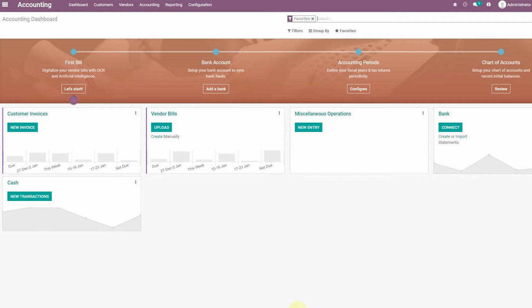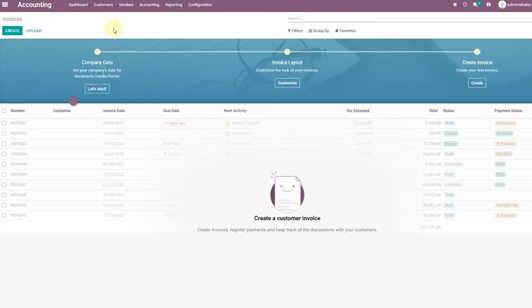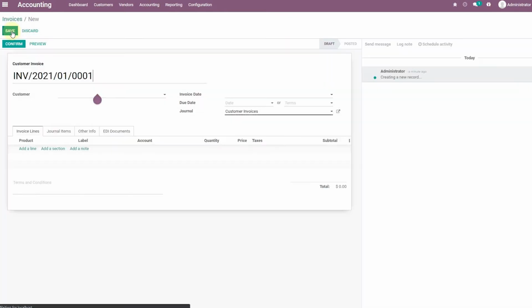So probably the easiest way to understand accounting is to start with some very simple transactions that we can all understand. I'm going to come up here under Customers and go to Invoices. An invoice is obviously when we bill a customer. Hopefully most people understand that when you create an invoice for a customer, they're going to pay you money. So we're going to create an invoice.